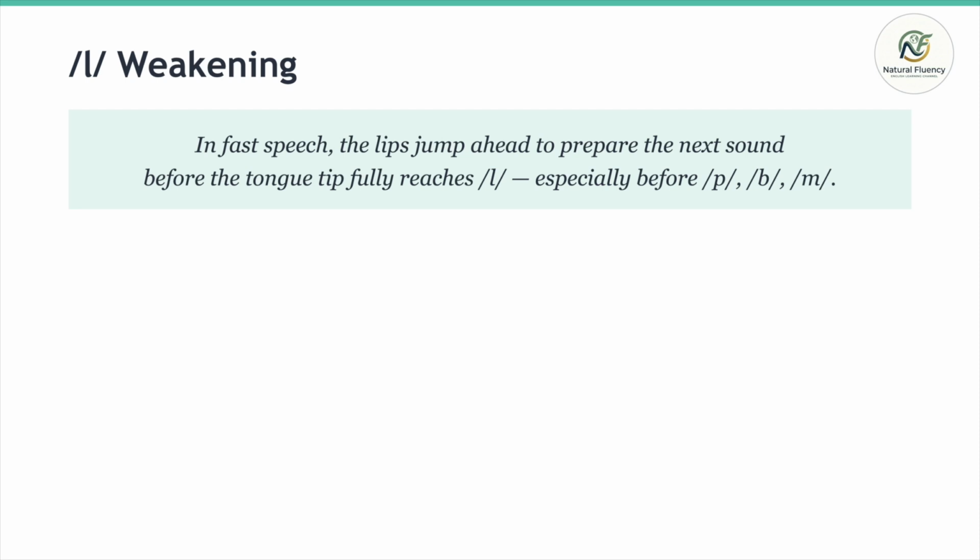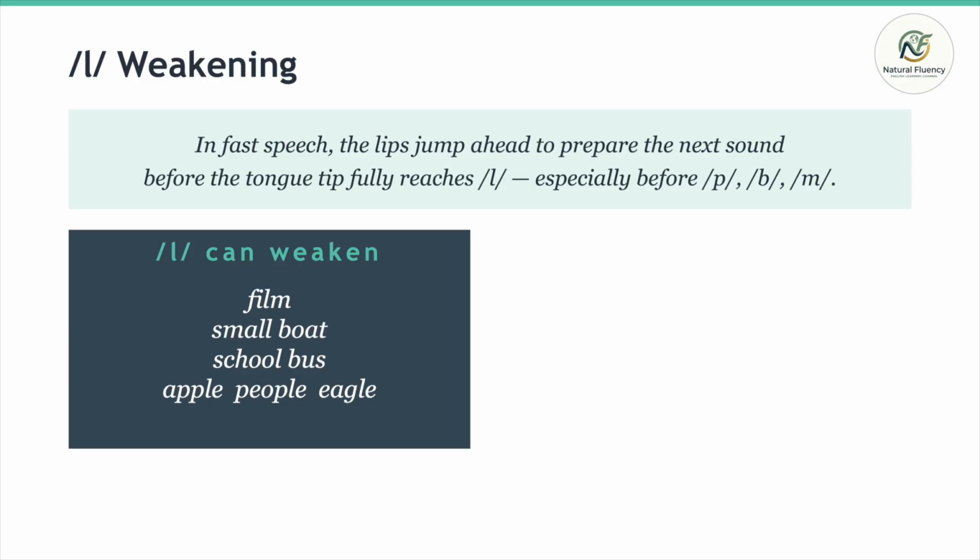Now look at the screen. This happens especially when L is followed by lip sounds like p, b, or m. Why? Because the lips jump ahead to prepare the next sound before the tongue tip fully reaches L. Let's look at a few examples. First, film. If you say it slowly, the L may sound more fully present, but in faster speech, the L often doesn't stand up strongly.